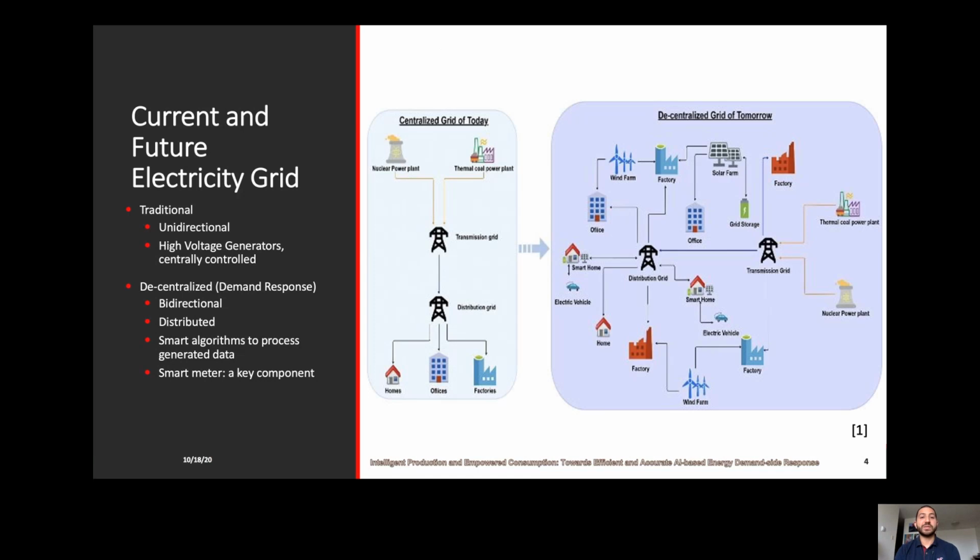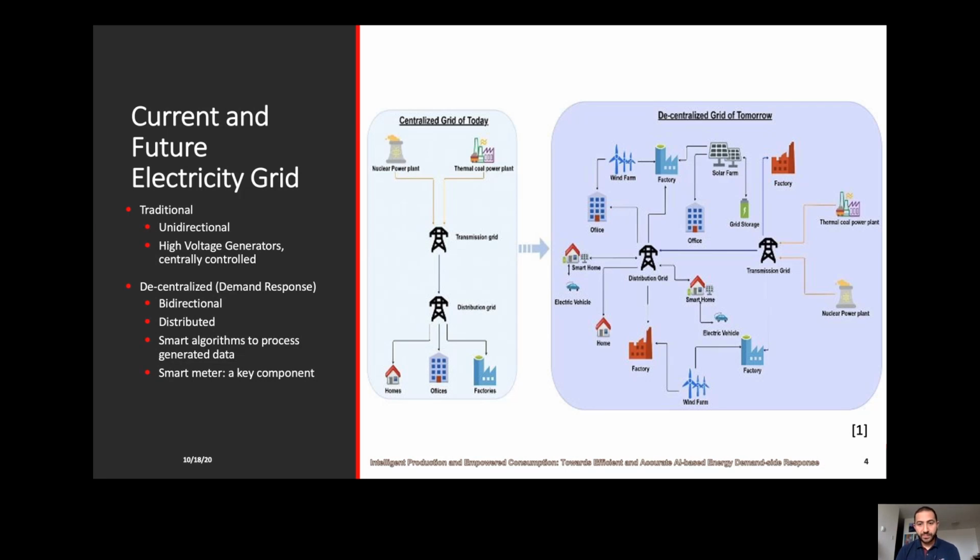So currently, as you can see, the centralized state of the grid, where the utilities will collect information about the usage and about the state of its infrastructure. It's a unidirectional communication channel, where high voltage generators, which are centrally controlled, provide information to the utilities.